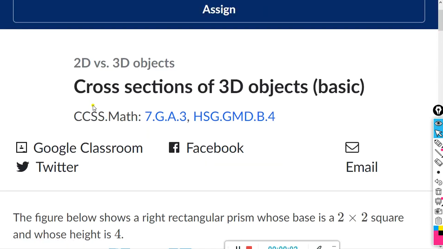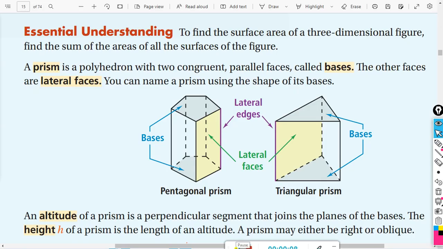This will be for the assignment, cross sections of 3D objects, basic. So just some notes to start. A prism is a polyhedron with two congruent parallel faces called bases. The other faces are lateral faces. You can name a prism using the shape of its bases.